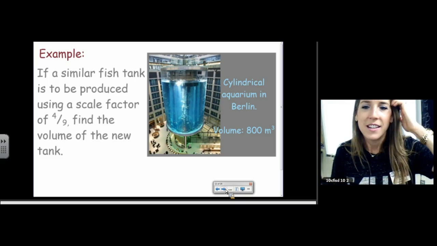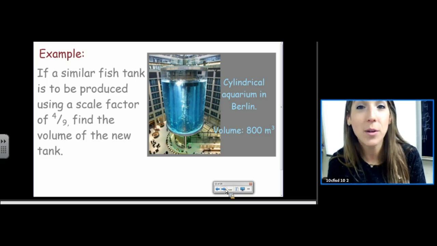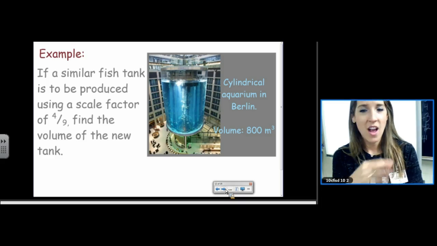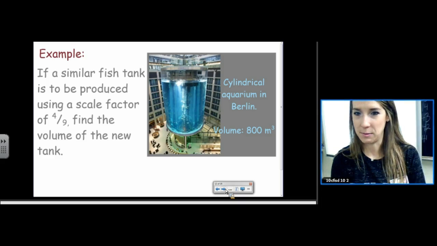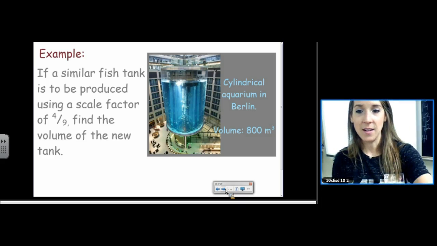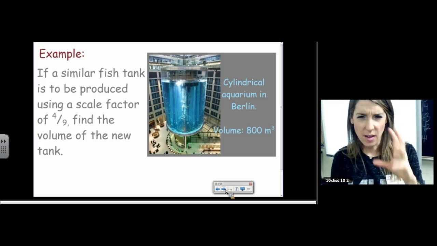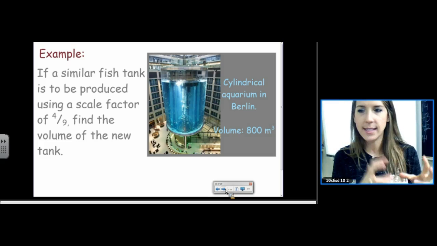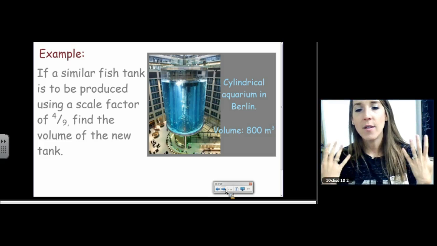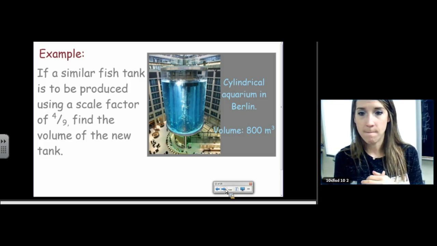Okay, anyways, so someone's going to produce a similar one. They want to copy this one, but ooh, they do not have the budget for this one. So their fish tank is going to have a scale factor of 4/9. That means 4 is smaller than 9, so you're making it smaller. It's going to be 4/9 the size. Find the volume of the new tank.